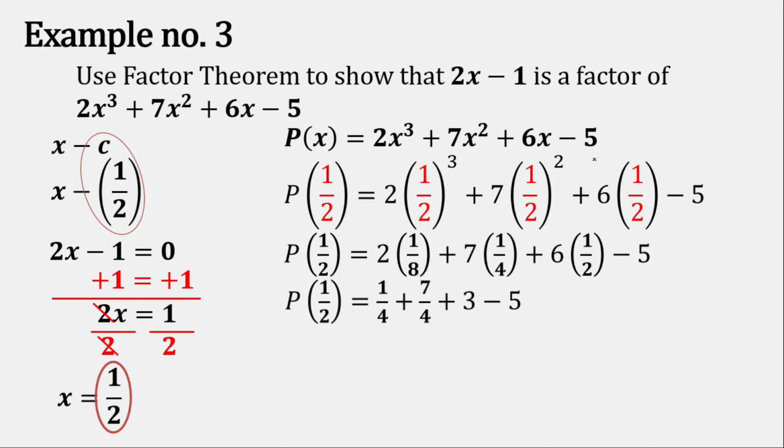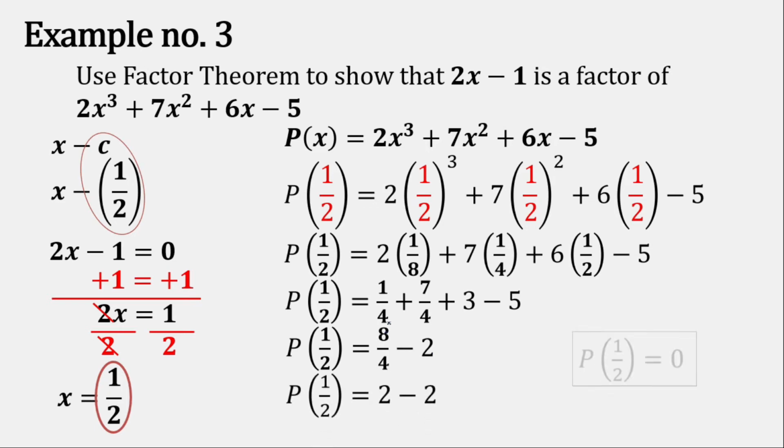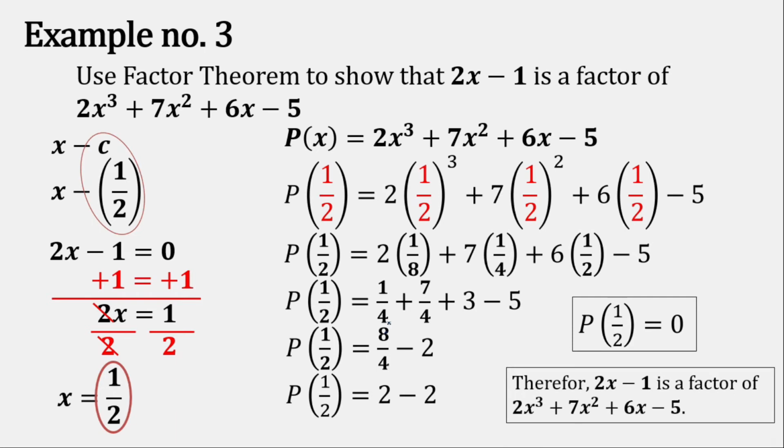Now let's combine all the things that we can combine. 1 plus 7 is 8. Then 3 minus 5 is negative 2. So we have 8 over 4 minus 2. 8 over 4 is equal to 2, minus 2. And that gives us an answer of 0. Since P of 1 half is equal to 0, therefore 2x minus 1 is a factor of 2x cubed plus 7x squared plus 6x minus 5.